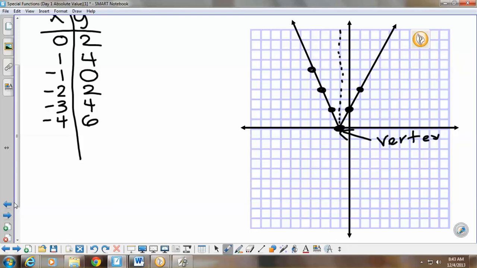Let's find our domain and our range. Remember, domain is your input. What kind of numbers could we put into this function? All real numbers. We could put anything we wanted. Could have put fractions, decimals, positives, negatives. So we're going to use the symbol for all real numbers.